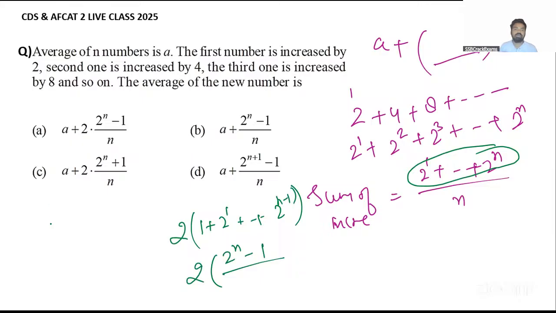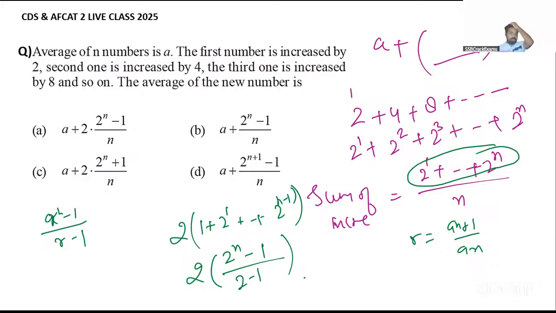It is basically r^n minus 1 upon r minus 1, whatever r is. So do not worry about this. If you do not know, you can get to know it in the miscellaneous topic. I will teach you about geometric progression separately. If you could not get here, don't worry about that. Just put it here and you will get the answer, which is a plus 2 times 2 to the n minus 1 upon 1. Oh, sorry, n.